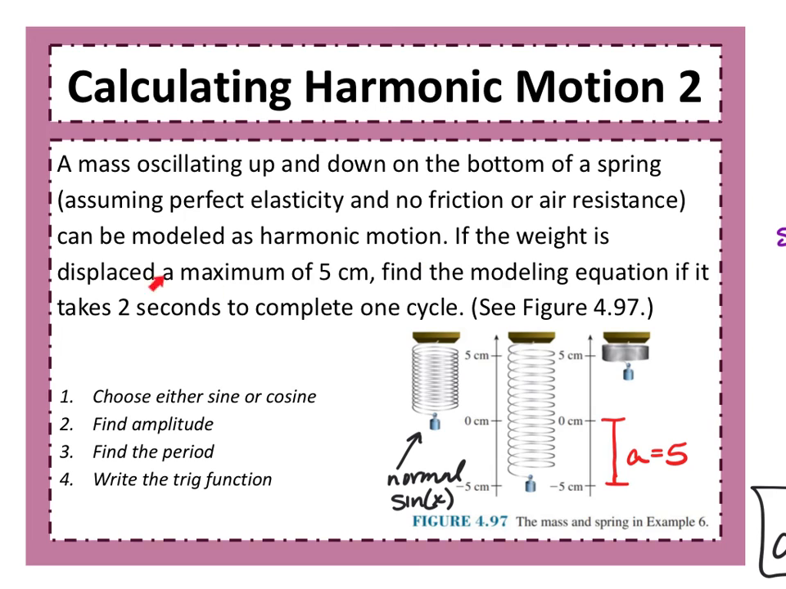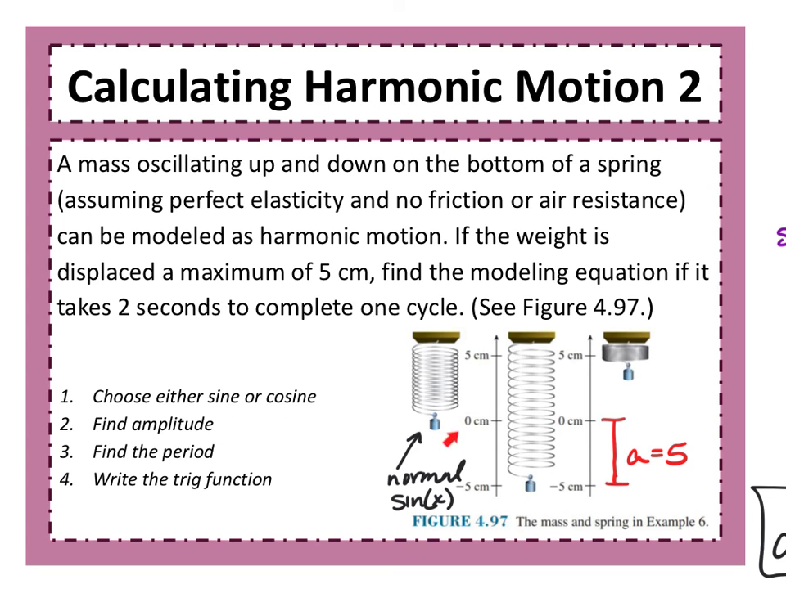If the weight is displaced a maximum of 5 centimeters, it's moved 5 centimeters, find the modeling equation if it takes 2 seconds to complete one cycle. First thing we need to do is choose either sine or cosine. But because this mass starts at 0, we haven't pulled the weight down yet to make it start bouncing, we're going to say that it starts at its center so that it can keep going down and go back up. So it starts at center, which means it's going to be sine.